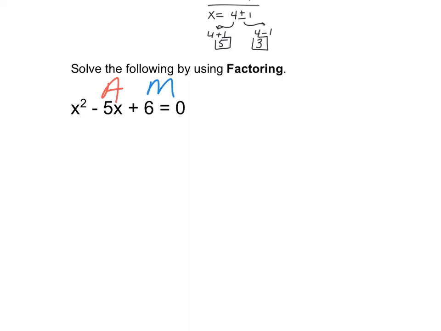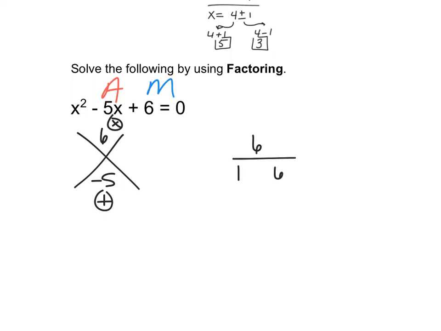So I draw my diamond. I put my 6 up top because that's what I want to multiply to. And I put my negative 5 downstairs because that's what I want to add to. I go to the side, I write down everything that multiplies to a 6, so I have 1 and 6, and 2 and 3. That's it.